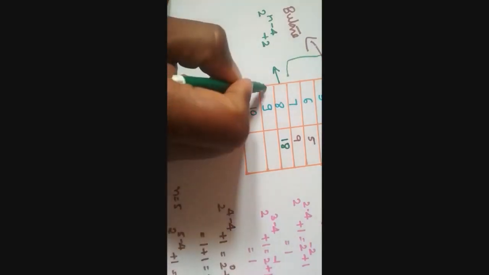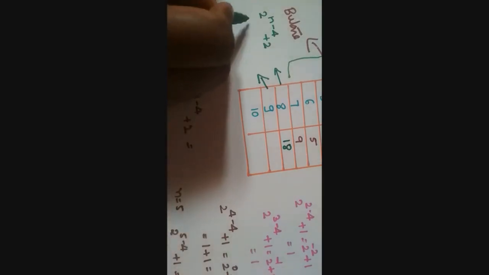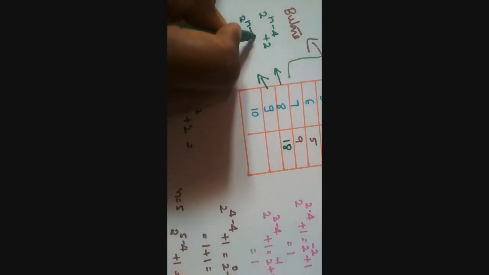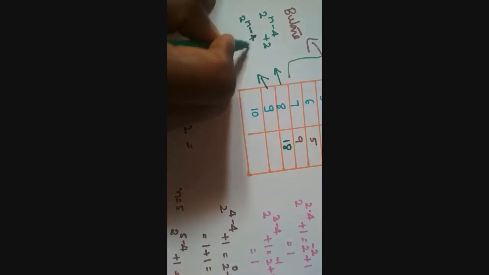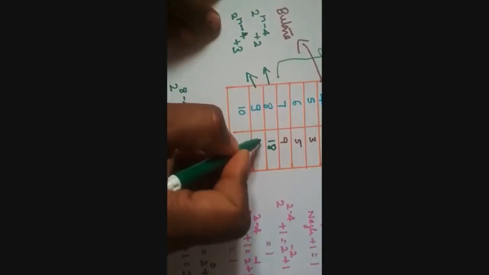When we come to the 9 carbon alkane, you can use the formula 2 to the power of n minus 4 plus 3. For 9 carbon atoms, 2 to the power of 9 minus 4 plus 3. 2 to the power of 9 minus 4 is 2 to the power of 5, which is 2 into 2 into 2 into 2 into 2. You are getting 32 plus 3, which is 35. The possible number of isomers for the 9 carbon alkane is 35.